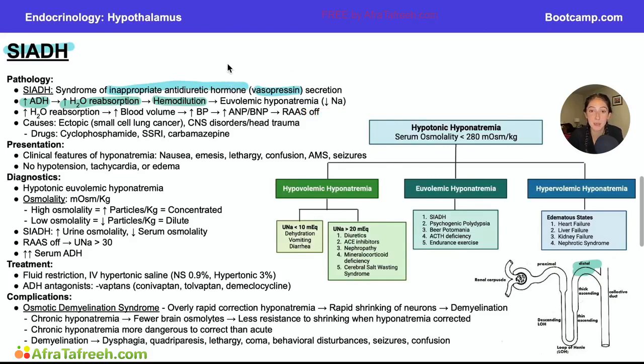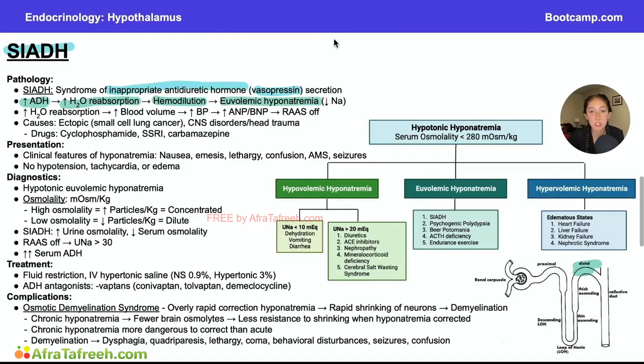And this is a mechanism by which we can normally concentrate our urine. It's very helpful if you're dehydrated. But in the syndrome of inappropriate antidiuretic hormone secretion, you're not dehydrated. You shouldn't be secreting ADH. That's why it's inappropriate. So when you have this inappropriate secretion of antidiuretic hormone, there's too much, then we're going to get what you call a euvolemic hyponatremia.